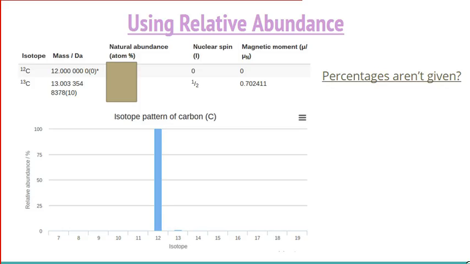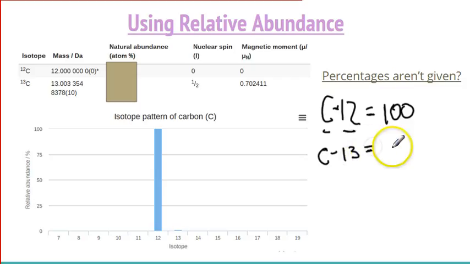Now, the thing that may happen is sometimes they may not give you the percentages. Sometimes they'll give you the relative abundance. And so what I did is I blocked out the percentages here, and I said, well, what if they're not given? What if it's just a relative abundance, and what we know is that carbon 12, and look how I'm going to abbreviate that, C12, is set to 100% abundance, and then C13 is actually 1.1 abundance?